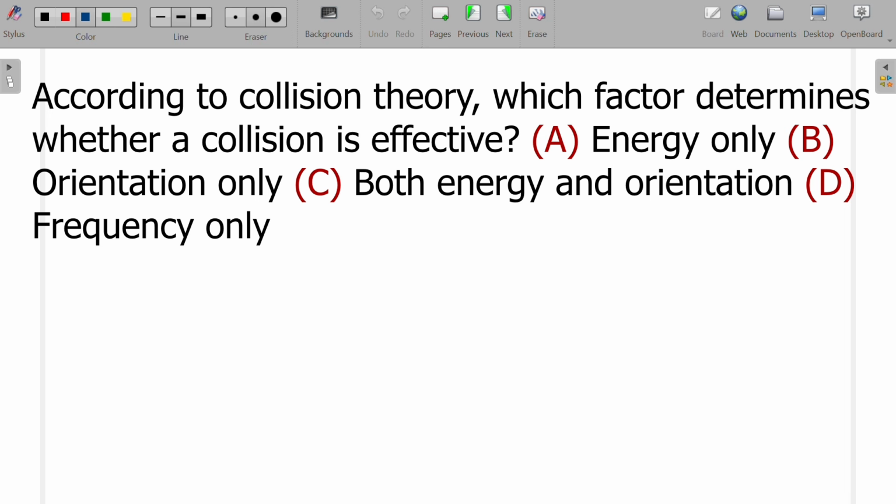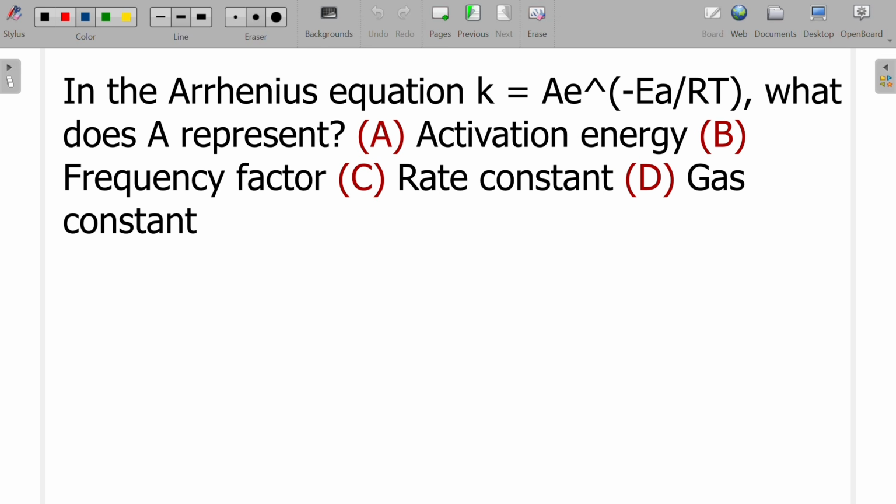So for the collision theory, to have effective collisions, we need to have the right orientation. But then for these particles to move and collide with each other, we still need to have energy that is going to help them move. Energy in the form of kinetic energy due to movement. So in order for us to have collisions that are effective, we need to have both energy and the correct orientation. So this gives our option C to be the best option.